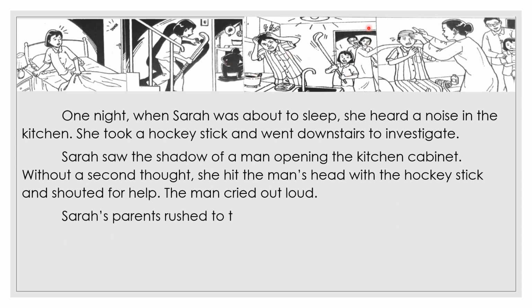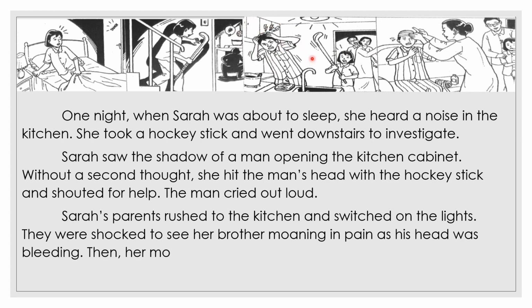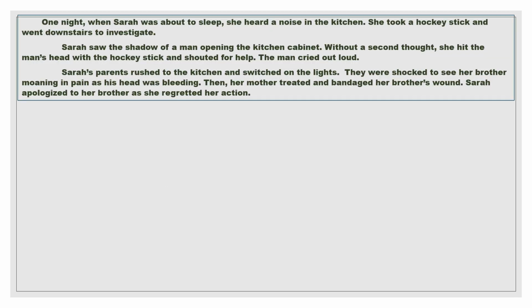Now then the parents came, right? So Sarah's parents rushed to the kitchen and switched on the lights. They were shocked to see her brother moaning in pain as his head was bleeding. Then her mother treated and bandaged her brother's wound. Sarah apologized to her brother as she regretted her action. Okay? Right, now this, if you can write like this, it is good enough. Okay, now how can we improve? Let's say if you want to write better. Alright, what are some of the more powerful words or better vocabulary that we can use?